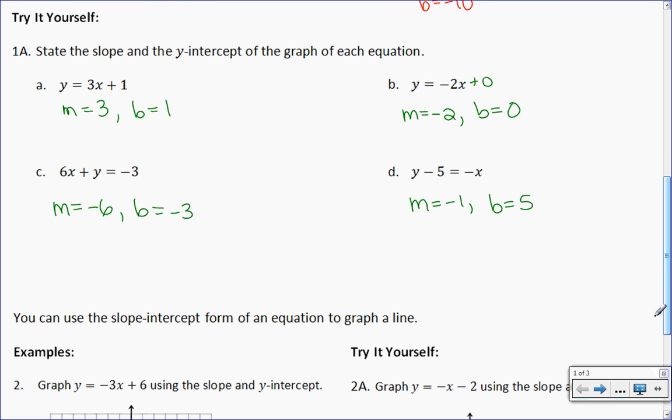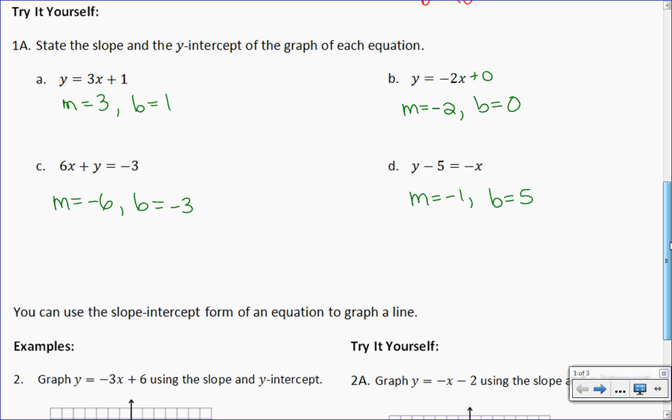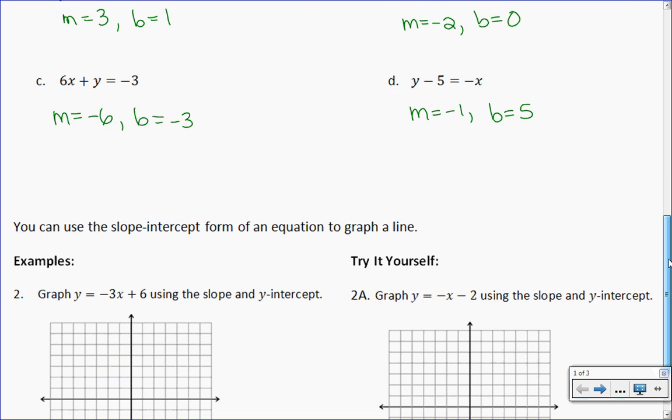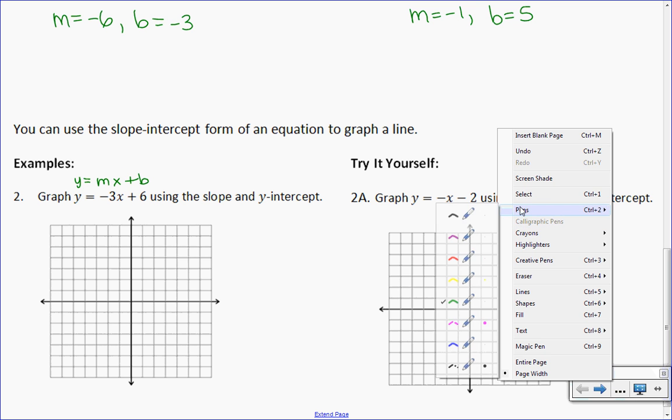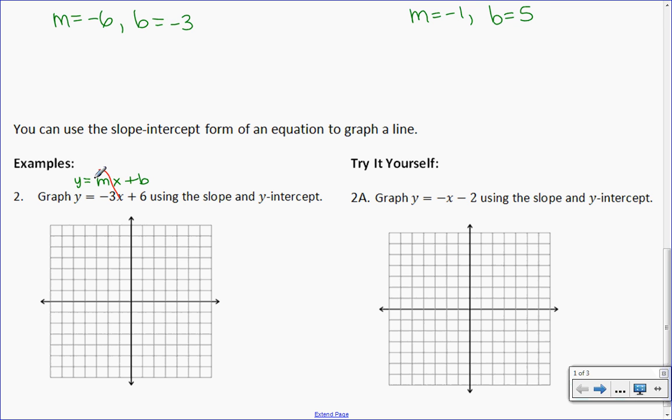Well, mainly what slope-intercept form is useful for is to actually be able to graph a line. So this is one way that you can create a graph of a line if it's in slope-intercept form. This is one of the easiest ways to graph a line. So if I wanted to graph y equals -3x plus 6 using slope and y-intercept, I would first identify the slope and the y-intercept. So here, again, think y equals mx plus b. So we can see that the slope m is -3.